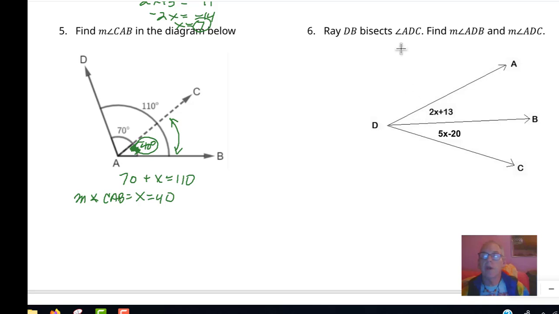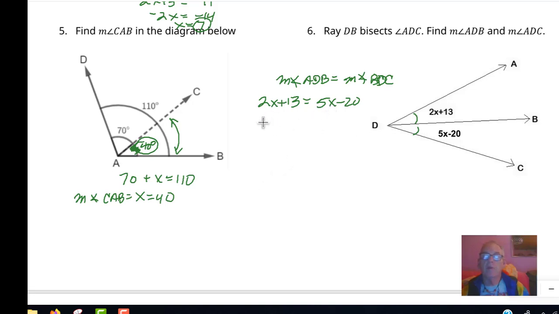Here they're telling us that this is our angle bisector. Ray DB bisects the angle, so we have two congruent angles, which means these have equal measures. So to set this up, the measure of angle ADB is equal to the measure of angle BDC, and that would be the definition of angle bisector, which gives us 2x plus 13 equals 5x minus 20, because these two pieces have to be equal.